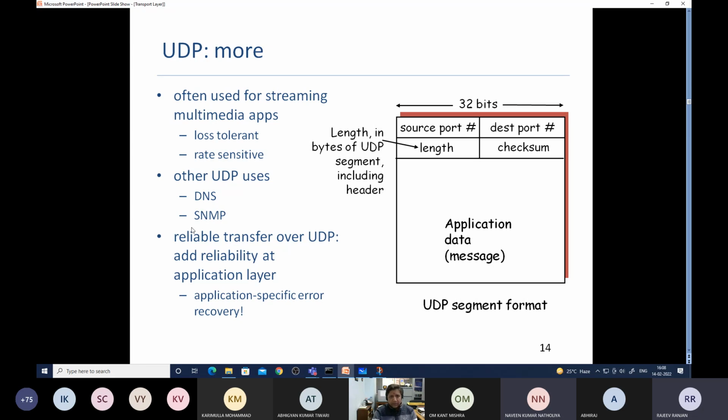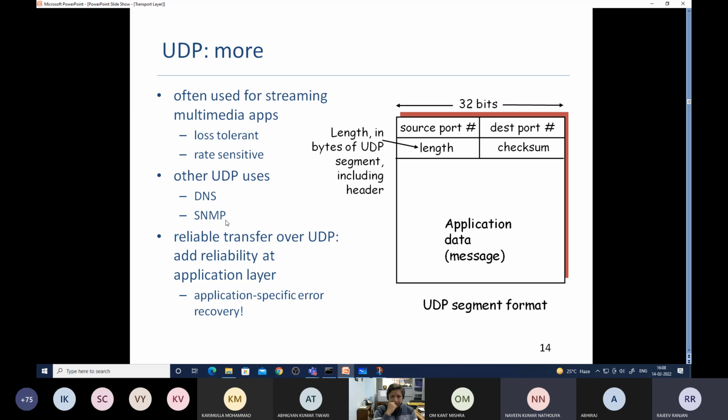Like in DNS, when you see the DNS header, there is a sequence number in the DNS header just to identify which request this is for and for which we have to send the reply. When you want to add reliability over UDP, you have to add reliability at the application layer, and you have to have application specific error recovery. It's often used for streaming multimedia applications, but nowadays I told you that TCP is equally good after the advent of DASH.